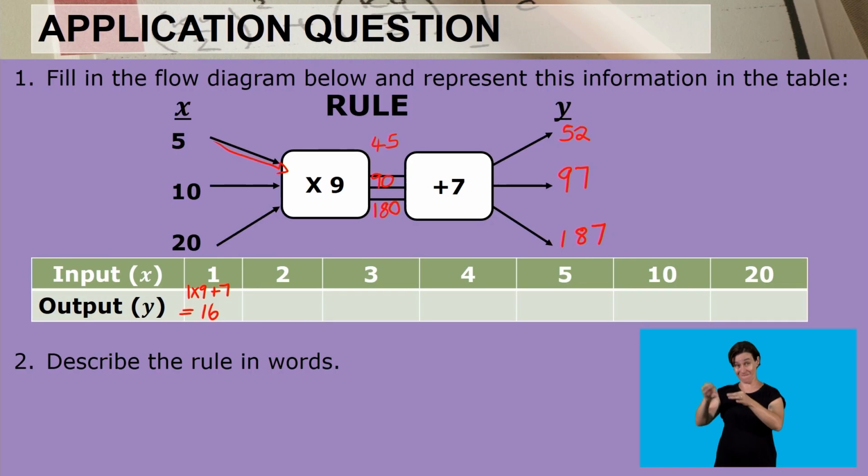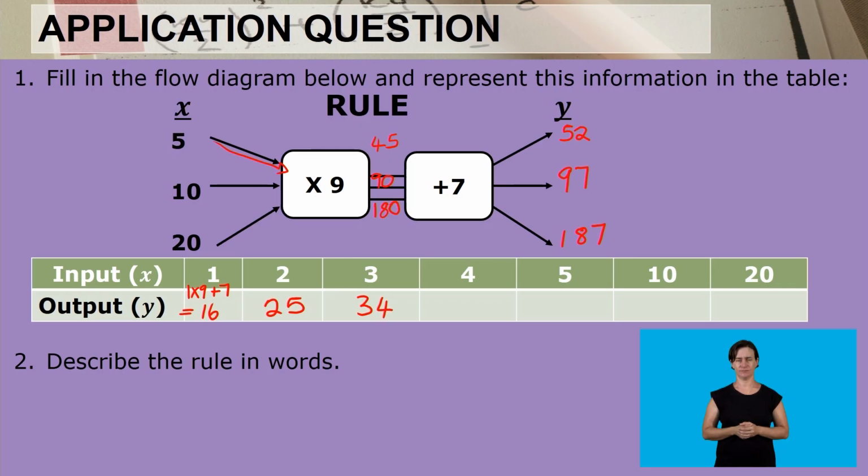What about when the input value is a 2? We know that we have to multiply the 2 by 9, that gives us 18, and when we add that 7, that is going to give us a 25. What about when we multiply the 3 by 9? That is going to give us a 27. And when we add 7 onto that, our answer is a 34.